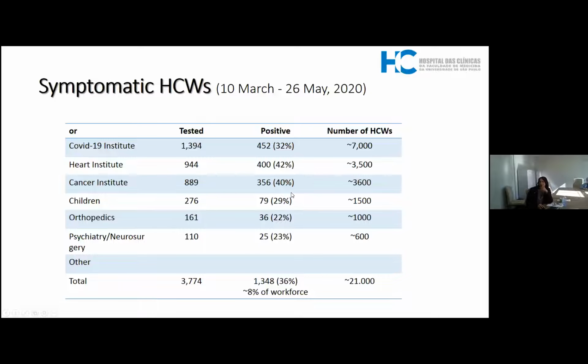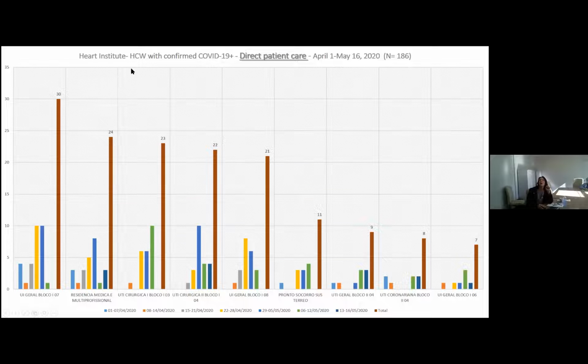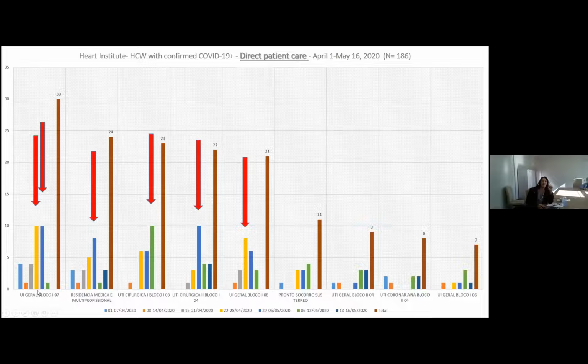When we looked at the healthcare workers, and this is just an example, this is the Heart Institute. This is supposed to be an institute without COVID. So these are the healthcare workers who give direct care to patients in a non-COVID institute. And if you notice, we have outbreaks. We have outbreaks in the general ward among the healthcare workers, 10 each week. And then we have another outbreak among residents. And then we have another outbreak in a surgical ICU. And so we started to notice that really we are having outbreaks in non-COVID.